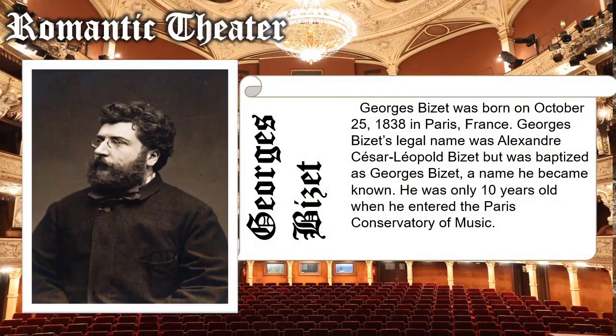Romantic theater. Georges Bizet was born on October 25, 1838 in Paris, France. Georges Bizet's legal name was Alexandre Cesar Leopold Bizet, but he was baptized as Georges Bizet, a name by which he became known. He was only 10 years old when he entered the Paris Conservatory of Music.